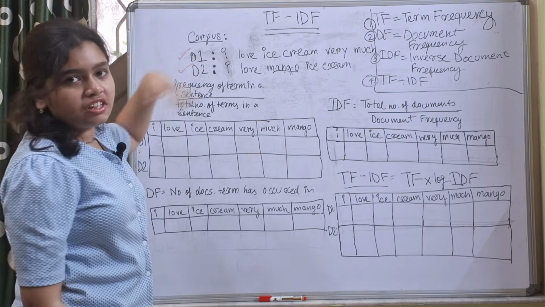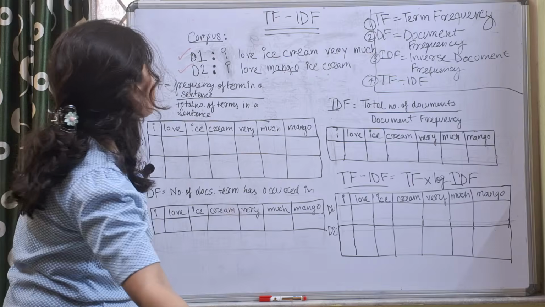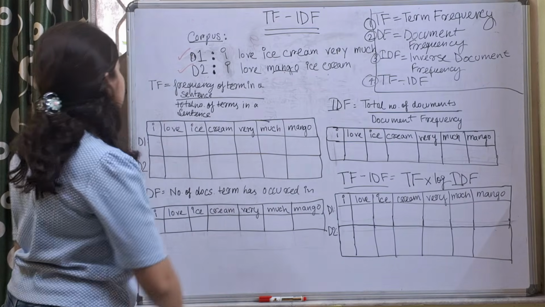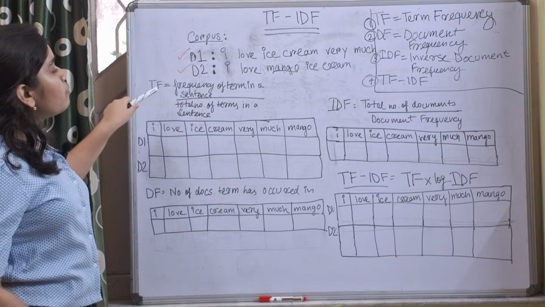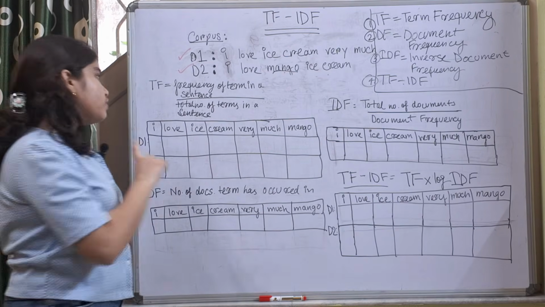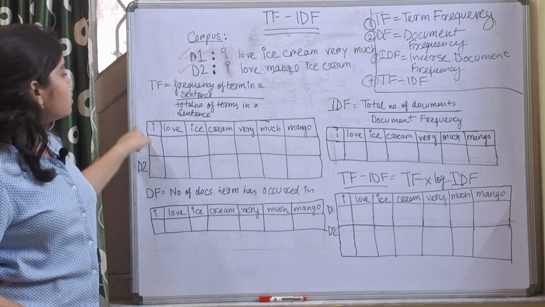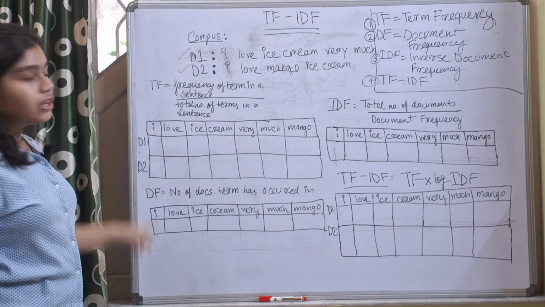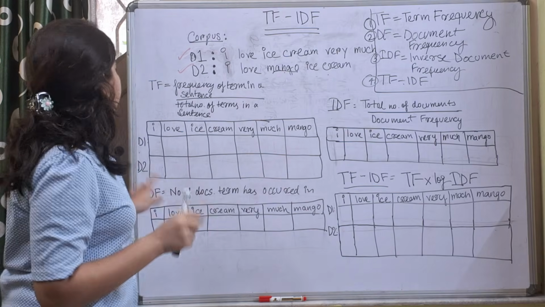Now here we again have the same corpus, same documents as that of bag of words. First we have to find TF, as I told, which is term frequency. For TF, the formula is frequency of a term in a sentence by total number of terms in a sentence. So here we'll start to calculate the term frequency of this particular corpus, and we'll calculate it for each document.